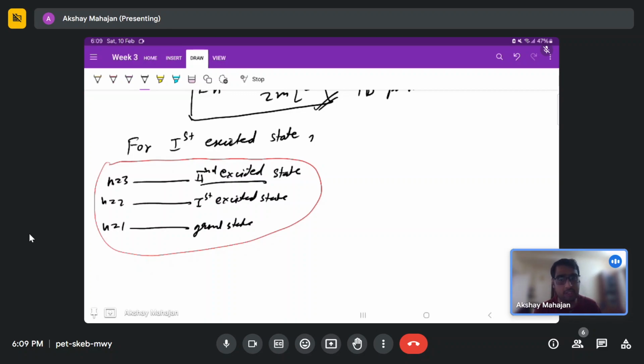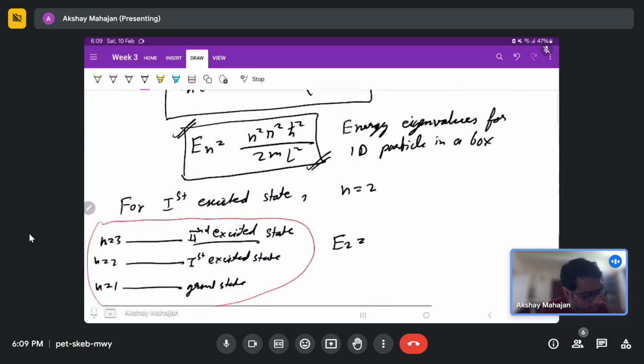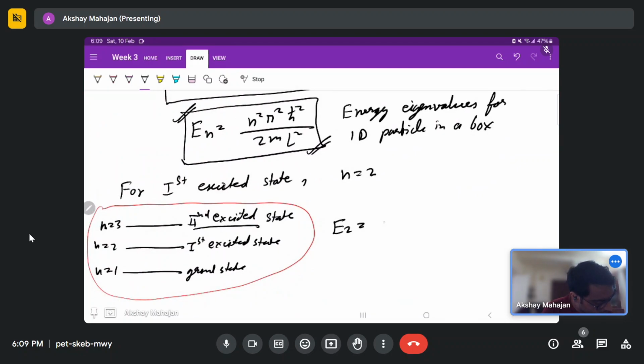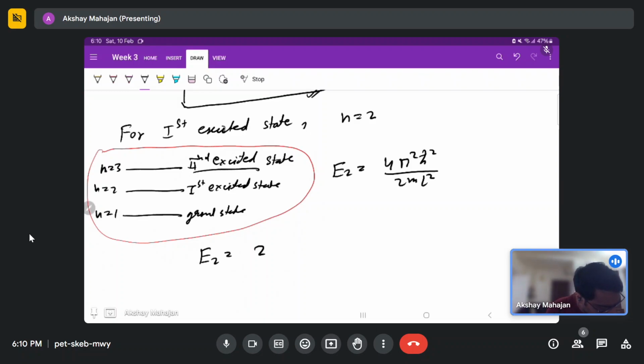Now here in the question it is said it is for the first excited state, so we have to take n equals 2. In the problem also it was written. So for our first excited state, our E2, we know, will be given by putting n equals 2 here. So we get 4 pi squared h-bar squared by 2 m L squared. Okay, 2 squared will be 4, and so from here we can find E2. So our E2 is 2 pi squared h-bar squared by m L squared.